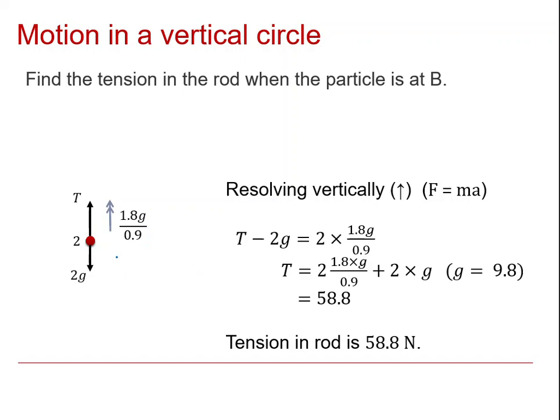And so now we can apply F equals ma along the vertical line. So taking positive as upwards, we've got T minus 2g as the force, and the mass times the acceleration is the 2 times the 1.8g over 1.9. So rearranging that and using the usual g as 9.8, the calculation gives us 58.8 exactly in this case. So we can finish by saying that the tension in the rod is 58.8 newtons in context with the units.